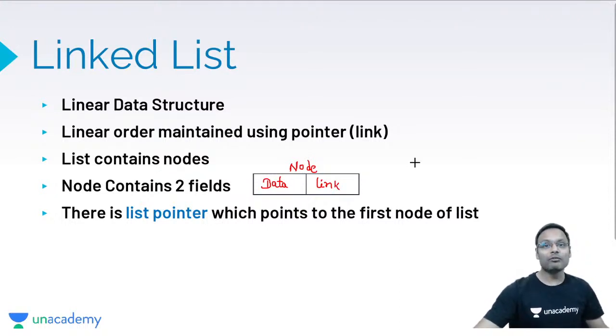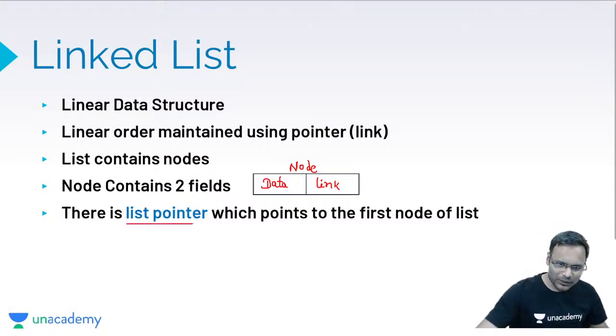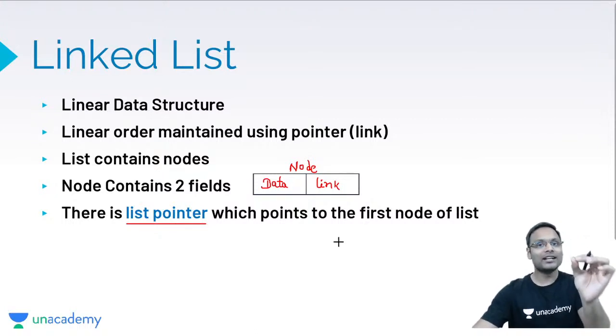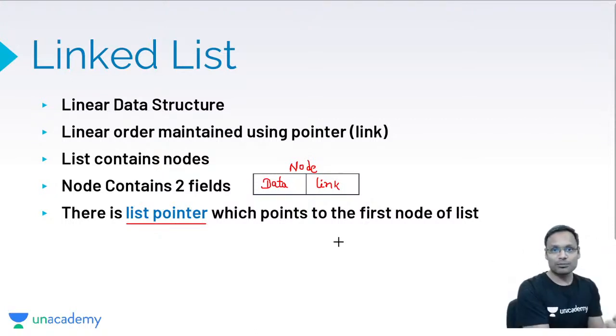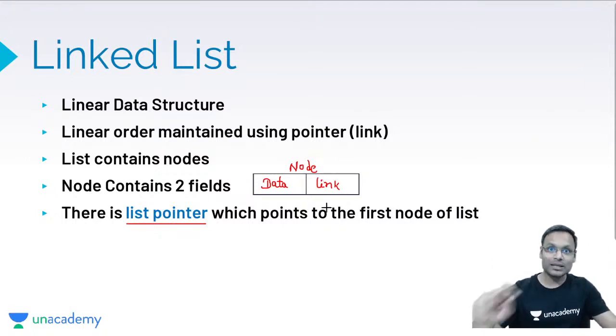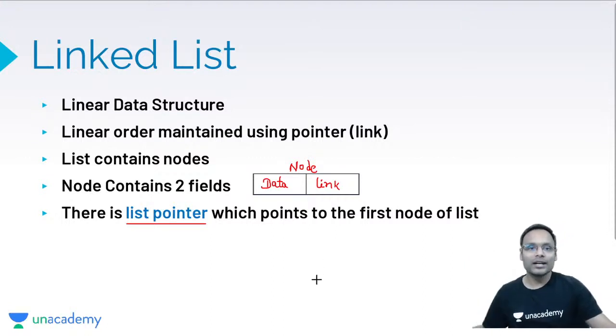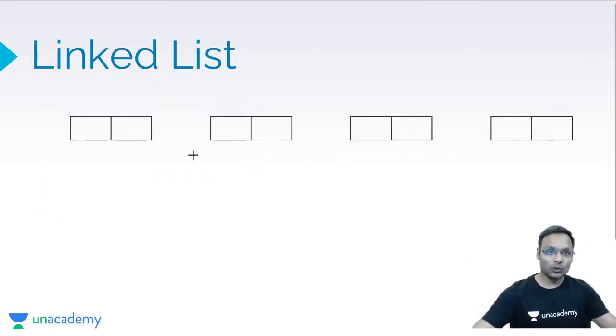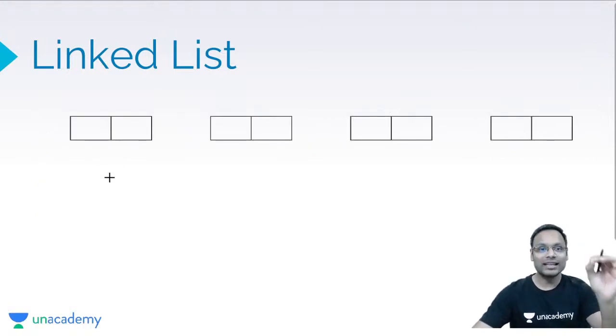Then we will be having one special pointer, that is a list pointer. This particular list pointer holds the address of the first node. So this list pointer points to the first node, the first node's link points to the second node, whose link points to the next node, and so on. If you want to understand or visualize this linked list, it looks like this.